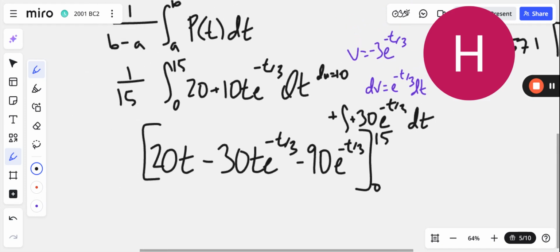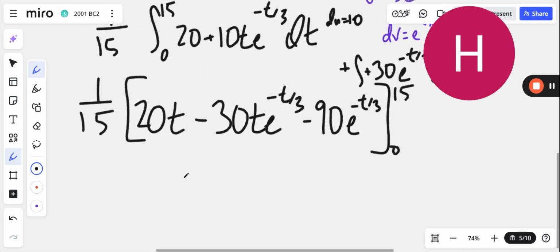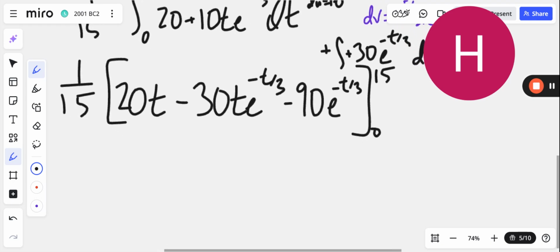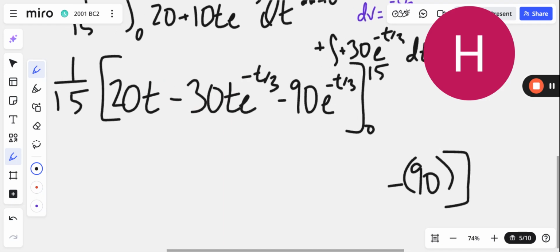Now, I skipped some steps in the integration by parts there in the interest of time, so be careful if you're writing this out by hand. Plugging in 0 is kind of nice, because negative 30 times 0 is 0, and this turns into negative 90. That's really the only interesting one there. So we're going to have minus 90 somewhere in there. But let's plug in 15.